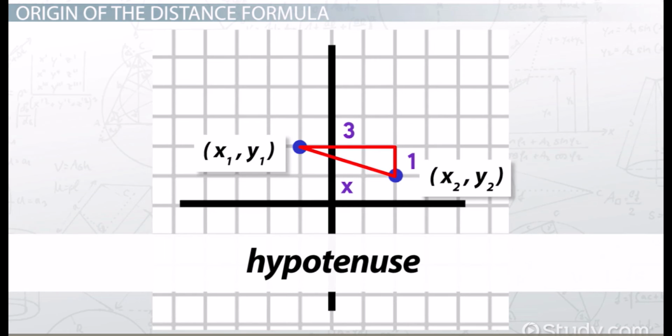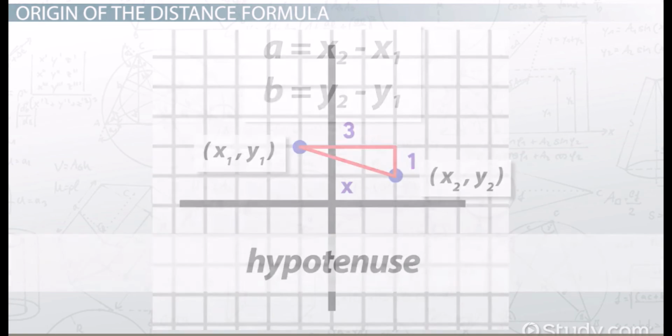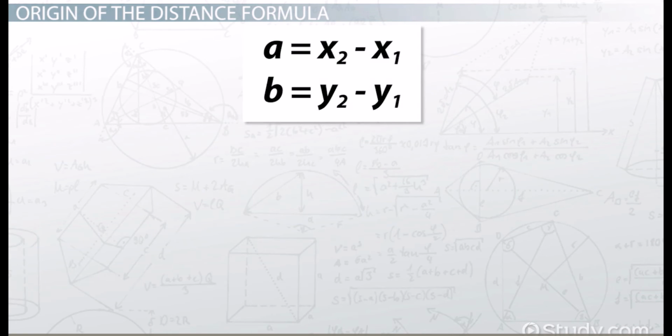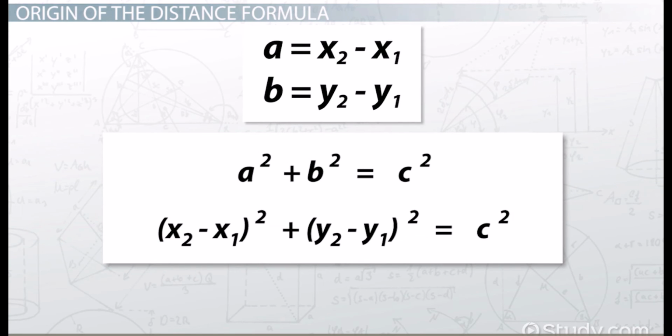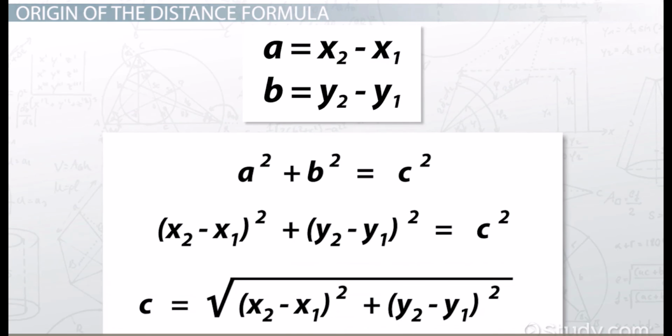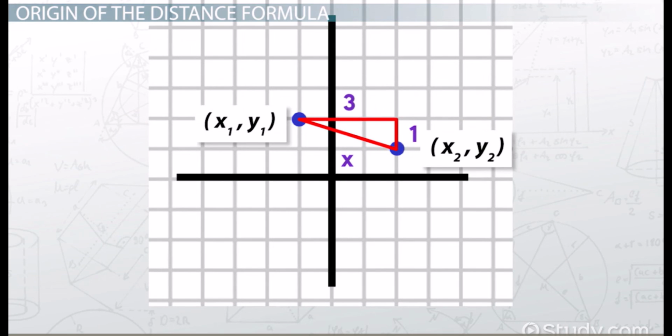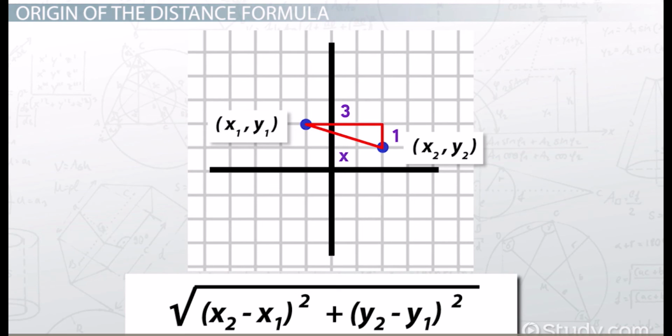If you perform this same calculation using x1, y1 and x2, y2 as the points of the hypotenuse, which you may recall are the points you're trying to determine the distance between, you can derive the distance formula. A equals x2 minus x1, or the distance between the x points. B equals y2 minus y1, distance between the y points. A squared plus b squared equals c squared. (x2 minus x1) squared plus (y2 minus y1) squared equals c squared. C equals the square root of (x2 minus x1) squared plus (y2 minus y1) squared. The distance between the 2 points equals the square root of (x2 minus x1) squared plus (y2 minus y1) squared.